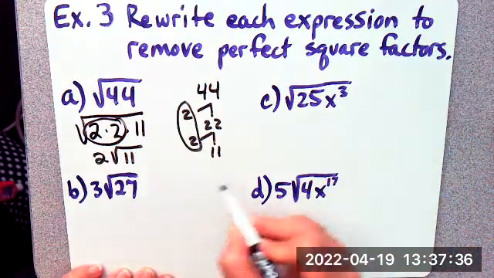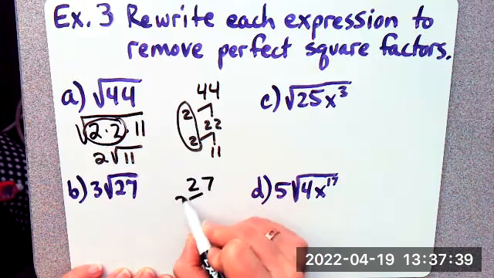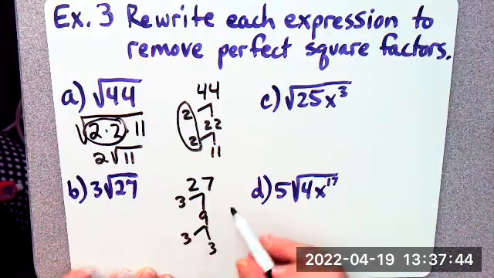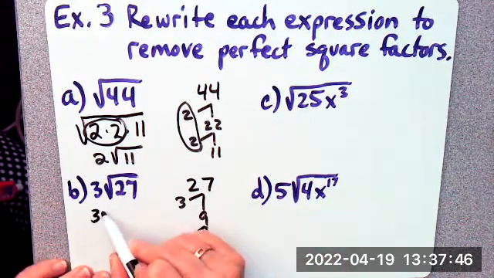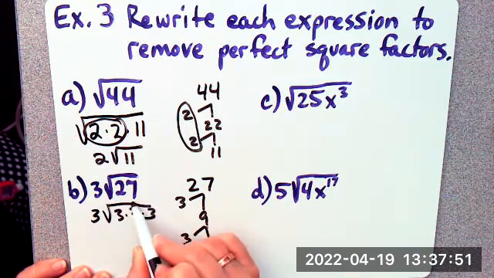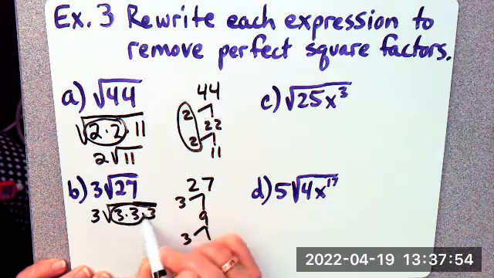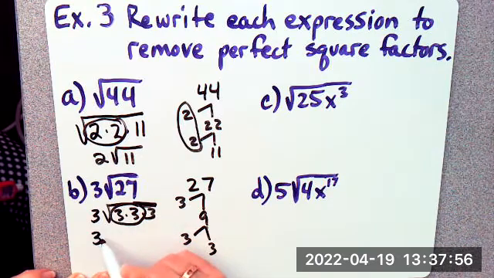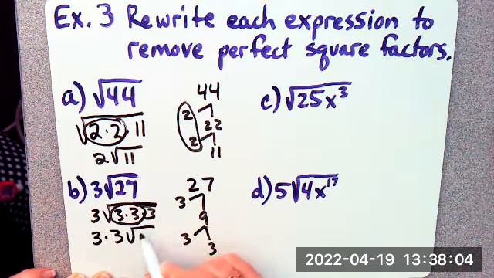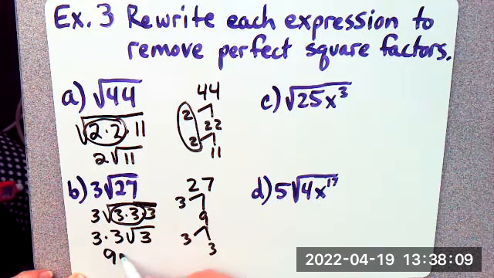Now, if we do this one, we have 27. We take a 3 out, we have a 9. We take a 3 out, we have a 3. So we have 3, and then we have a square root of 3 times 3 times 3. So I have a pair of 3s that can leave, and there's a 3 out here already, so they meet up outside the house. This one's alone, so it stays home. So that 3 stays there. Now 3 times 3 is 9, square root 3.